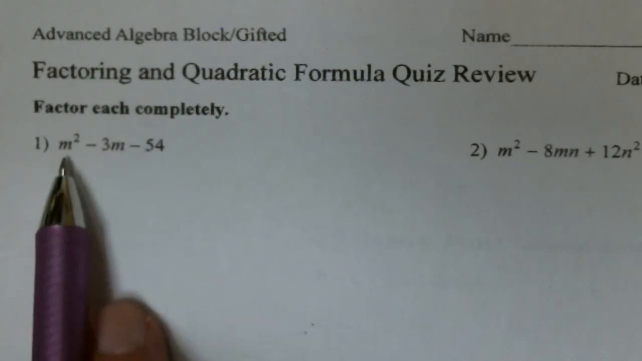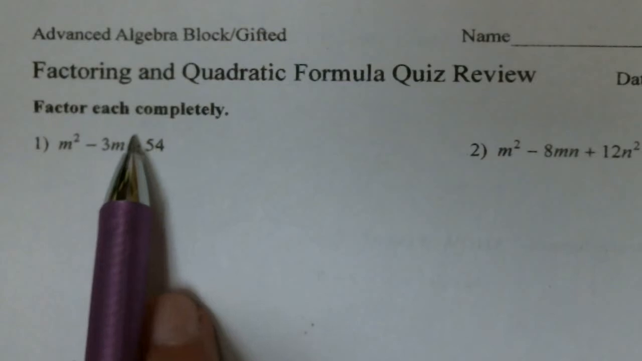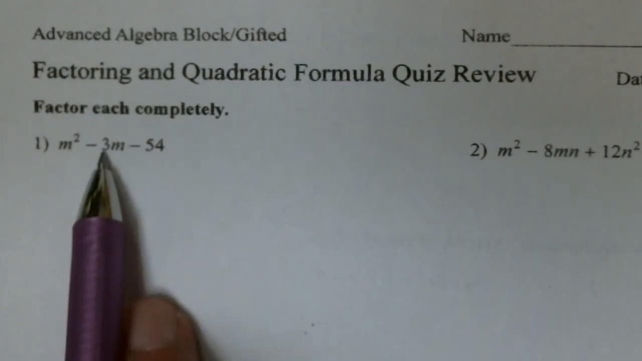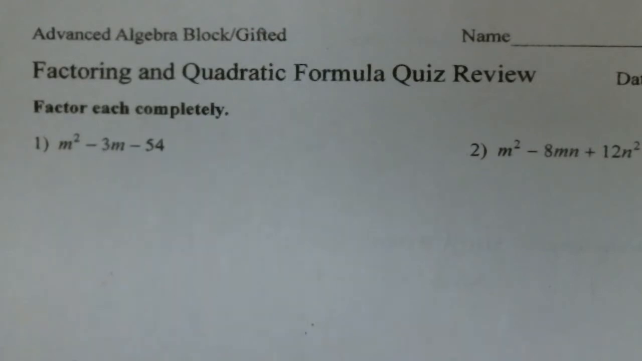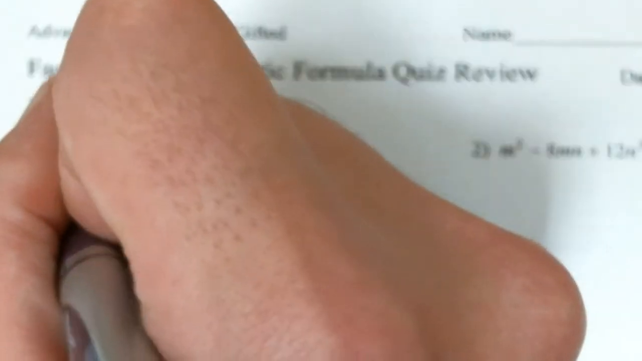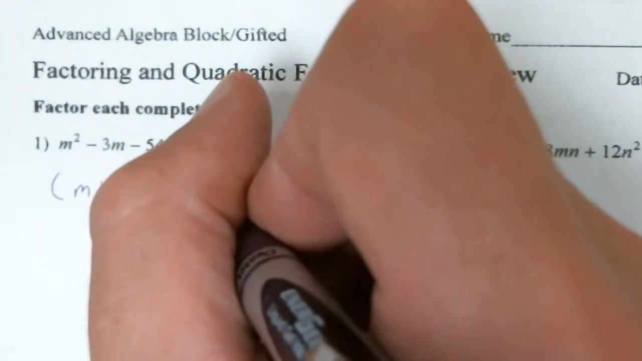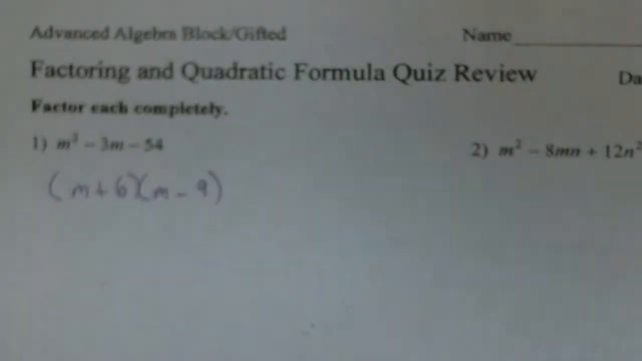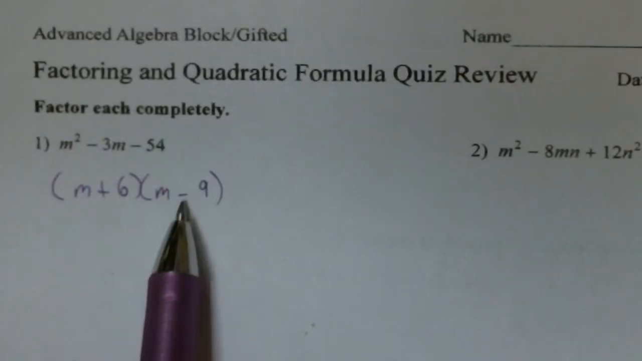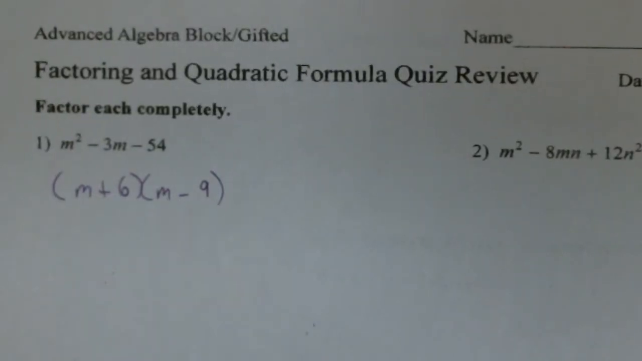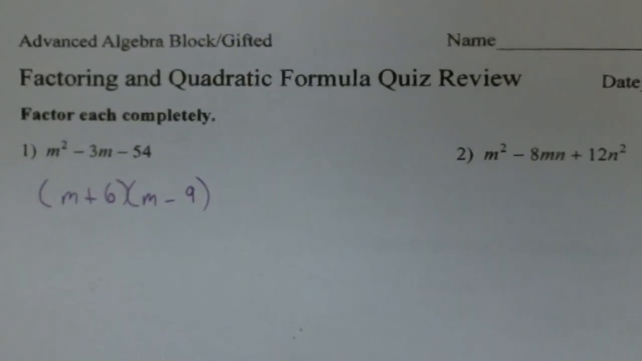Then I move to say, okay, if it's a trinomial, what are the factors of this guy that add to this guy? What are the factors of negative 54 that add to negative 3? And hopefully it won't take you guys too long to figure that out. That's going to be a 6 and a negative 9. And so this just factors as m plus 6 and m minus 9. It doesn't matter which one I write first. 2 times 3 is the same thing as 3 times 2. So it doesn't matter.